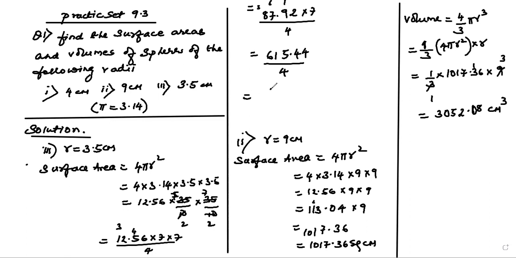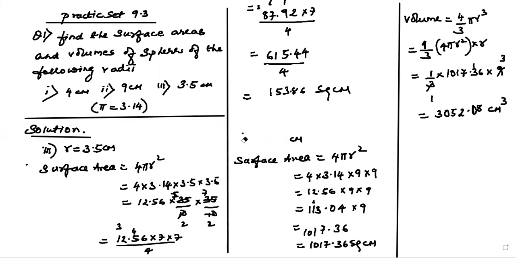4 1s are 4, 21. 4 5s are 20, 15. 4 3s are 12, 34, 4 8s are 32, 24, 4 6s are, 2 digits after decimal. So this should be it, square centimeter. I'm just trying to show you how to do it orally, children. Okay, now surface area is over.